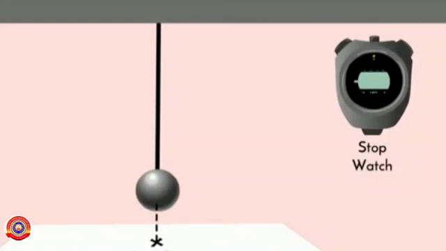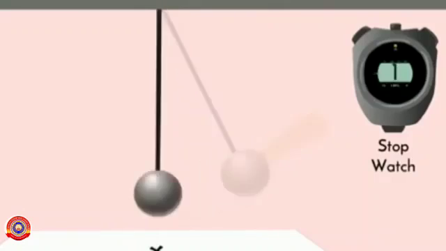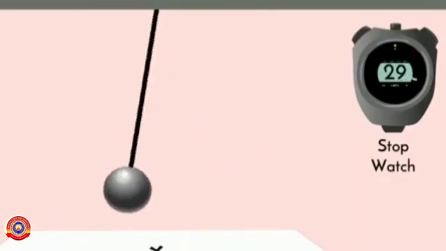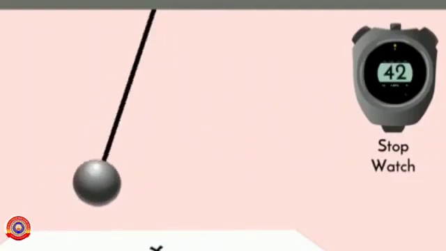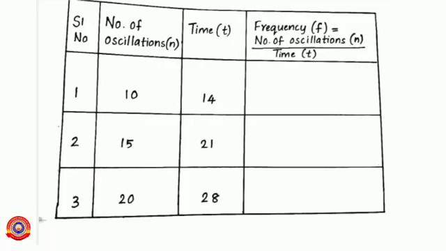Take a stopwatch to measure the time. Bring the bob to one side and then release the bob. At the same time, start the stopwatch. Count the oscillations. Stop the stopwatch as soon as it completes 10 or 15 oscillations. Make a table and enter the time taken to complete 10, 15 and 20 oscillations to make a few readings. For each reading, calculate the frequency of the pendulum by dividing the number of oscillations by time.